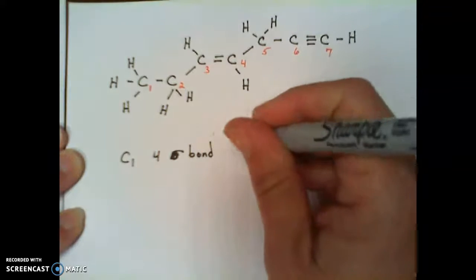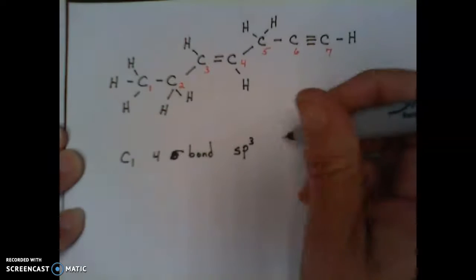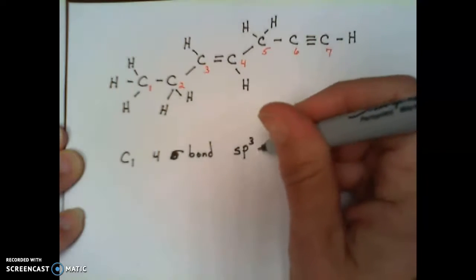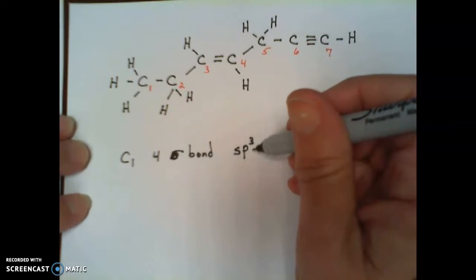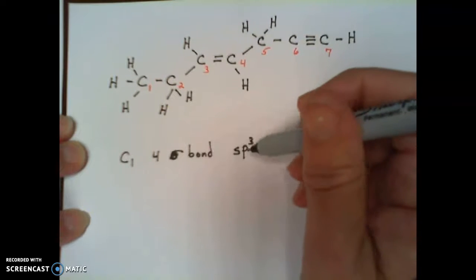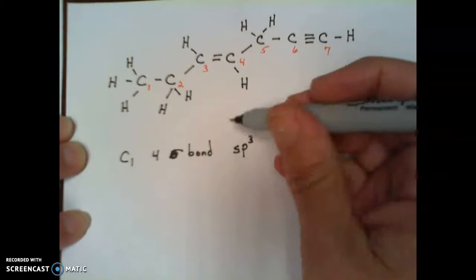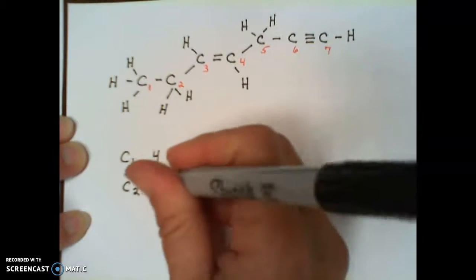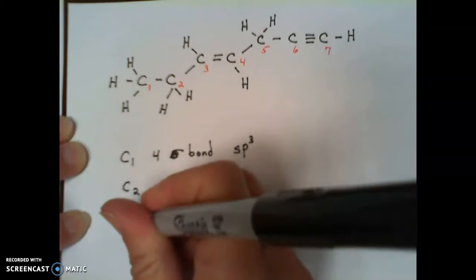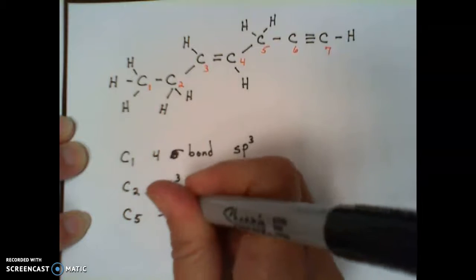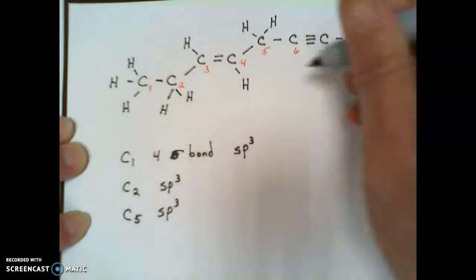To make those 4 bonds, it hybridized its s orbital with 3 of its p orbitals to make 4 equivalent bonds. So carbon 1 has sp3 hybridization. Any carbon that is bonded to 4 atoms will have sp3 hybridization. So carbon 2 is also sp3, and carbon 5 is sp3. Each of those is bonded to 4 different atoms.